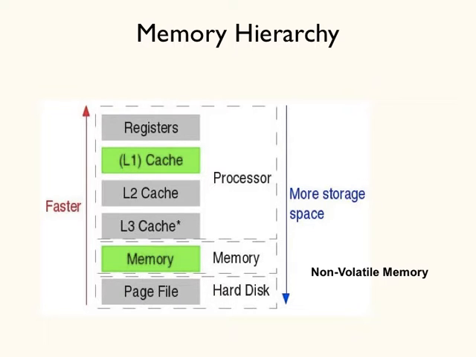So after cache, we have memory. Memory is already not part of the CPU. And memory is also relatively fast, but it can be huge. Right now, we can have 16 or 32 gigabyte memory. And after that, we have hard disk. So this is the memory hierarchy. But hard disk is different from all the devices above because hard disk is persistent. You don't need power to maintain data in the hard disk.